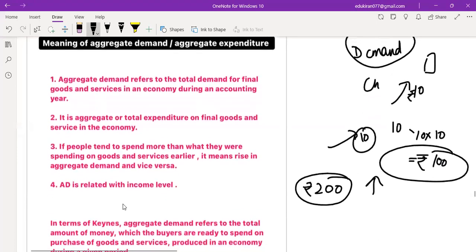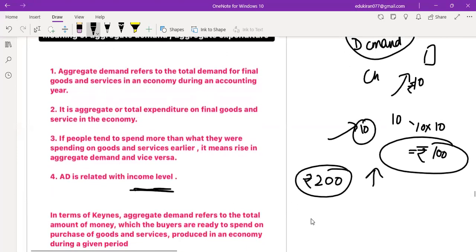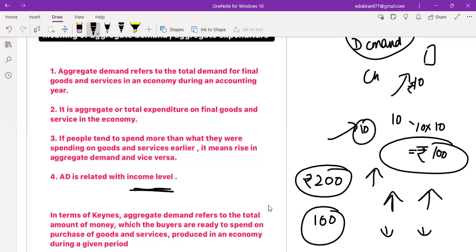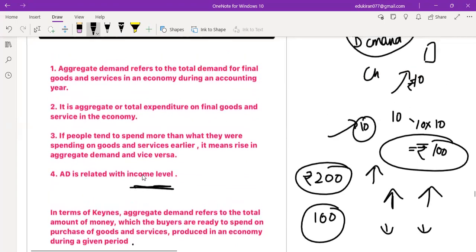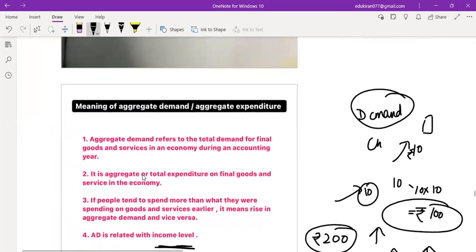Aggregate demand is related with the income level. For example, if your income is 100, will you purchase 200 rupees of chocolate? Definitely not. So it depends on your level of income. If your level of income is high, you will demand more. If your level of income is low, then you will demand less. Then in terms of Keynes, the economist, aggregate demand refers to the total amount of money which the buyers are ready to spend on purchase of goods and services produced in an economy during a given period. Clear? Yes, ma'am.